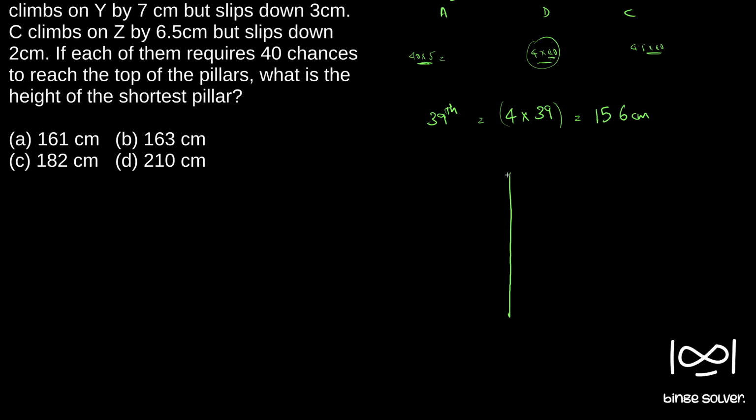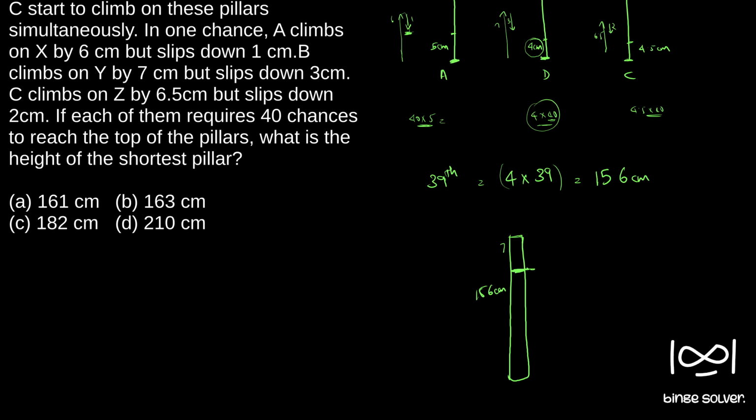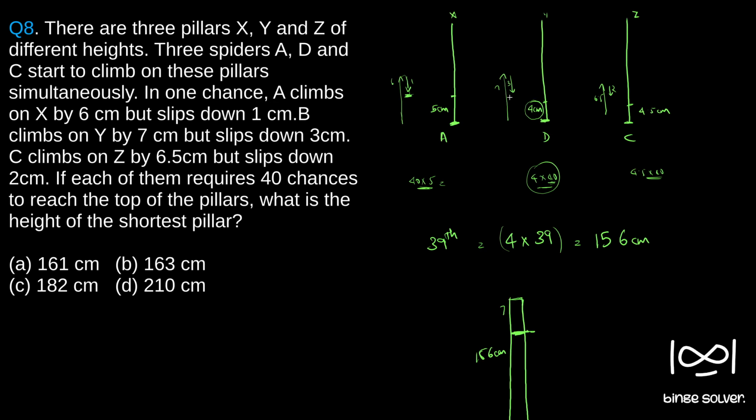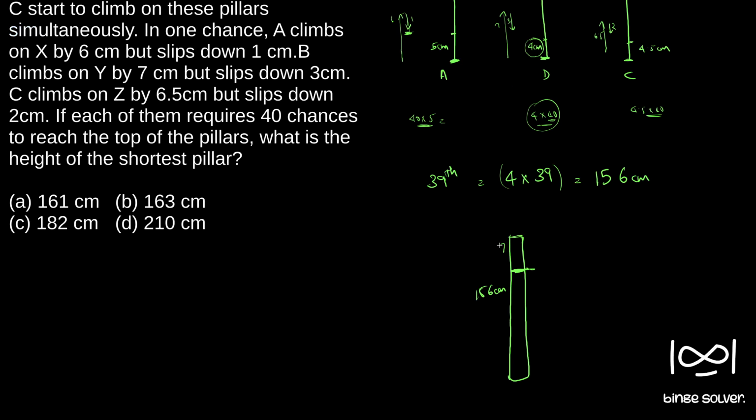I'll just draw the pillar and say the spider has reached this point. This is 156 centimeters. And now if we assume the top is 7 centimeters, since it jumps 7 centimeters up and 3 centimeters down, if the top is 7 centimeters away from the point which is 156 centimeters, then in its first jump it will reach here.